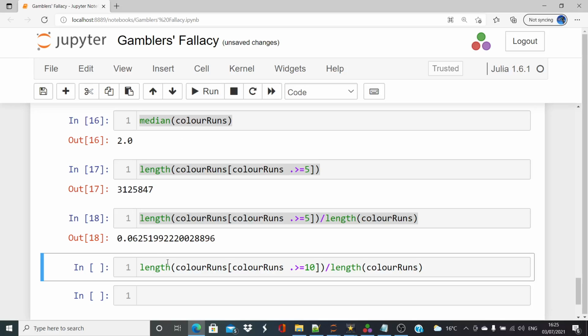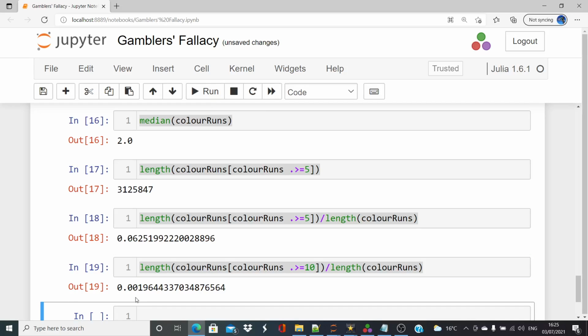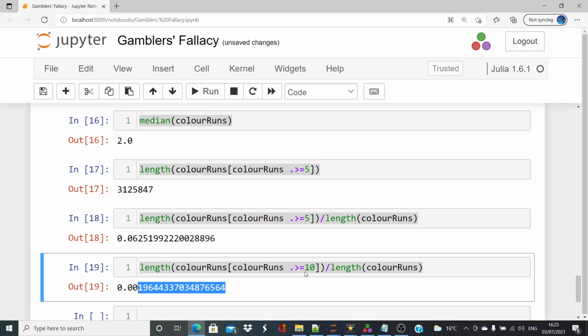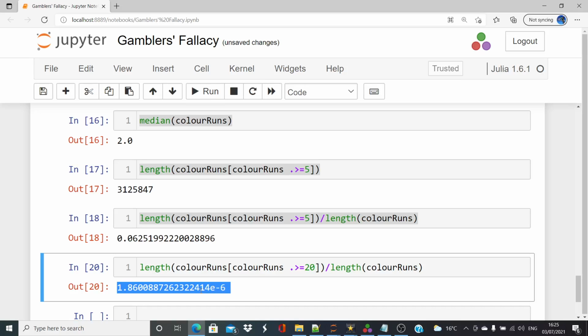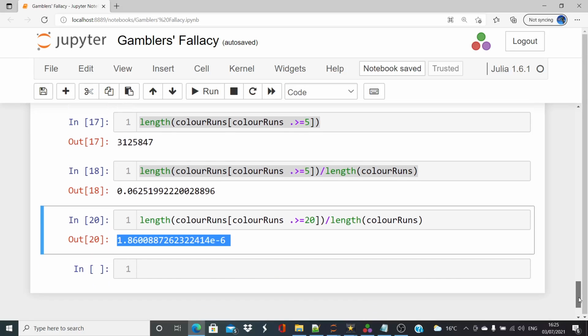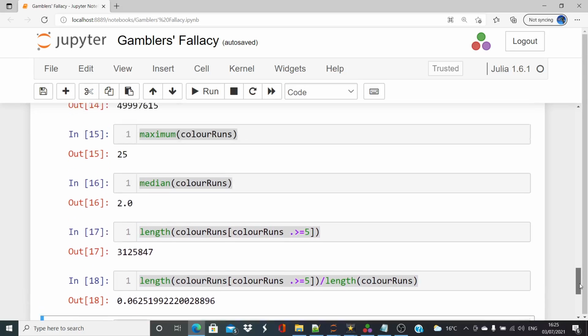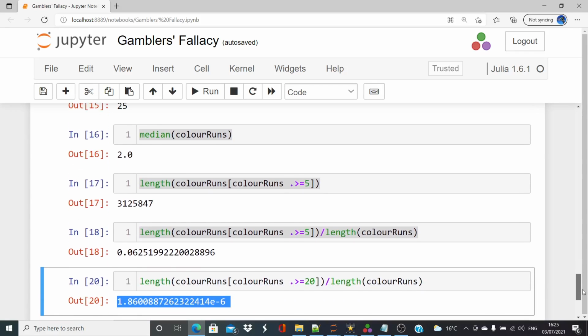About 6%. And let's see, same again, what percentage were greater than or equal to 10? Less than 1%. About 1/5%. What percentage were greater than 20? Very hard, almost like 1 in a million, almost 2 in a million nearly. Anyway, that's fine. So 2 in a million. It's a very small number. It's a very small probability. It's what we expect. Not impossible though, but definitely not a large number.